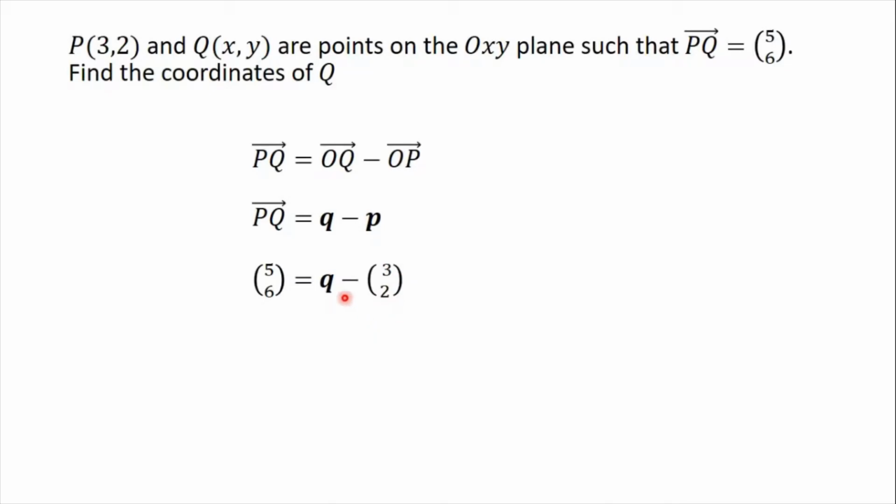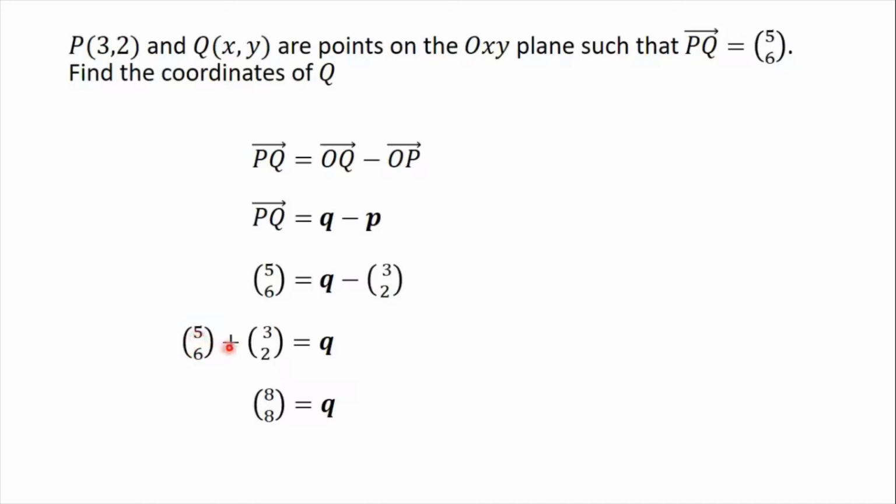Okay, so from here we have to make Q the subject. So I'll keep Q here. Then I'll send 3, 2 from this side to the other side. It's negative here, so when it crosses over, we know from linear equations that it becomes positive. So we are going to have 5, 6 plus 3, 2 is equal to position vector Q.